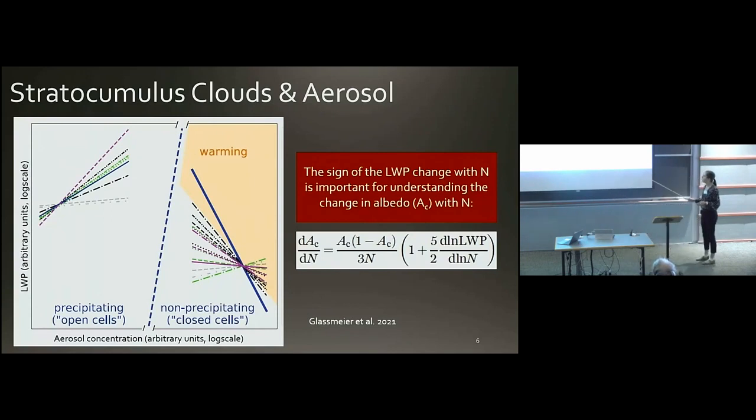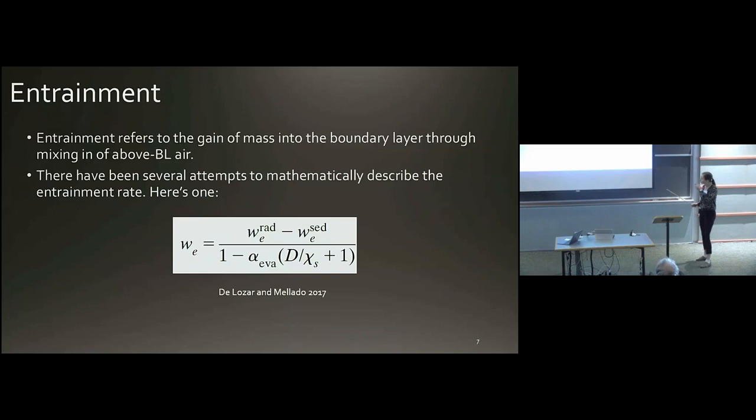There are a lot of ideas that have been discussed about these processes. They all essentially link back to entrainment. So before I move on, I want to spend a little time talking about entrainment. Entrainment is the idea that we are gaining mass into the boundary layer through mixing of that free tropospheric air above. You can go through the literature and find lots of different approximations for the entrainment rate. Here's one that I'm showing.